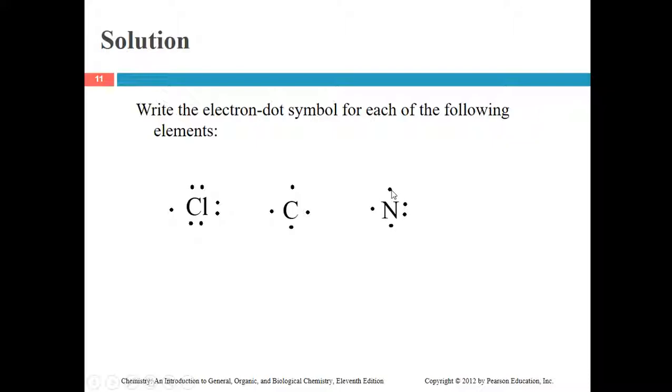Nitrogen, again, we start out. It has 5 valence electrons, it's in group 5, so we first start out with 1, 2, 3, 4. Now, since it's got 5 valence electrons, we need to pair it up with one of them. It doesn't matter where you put the paired side.